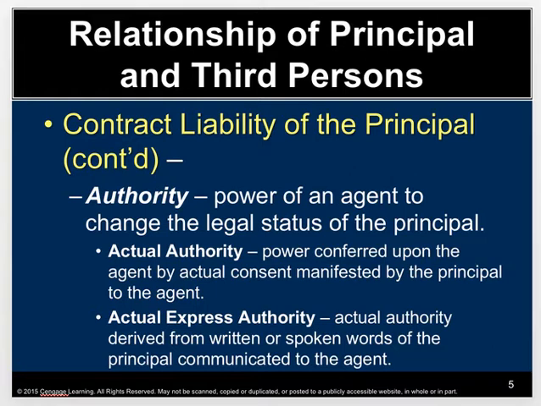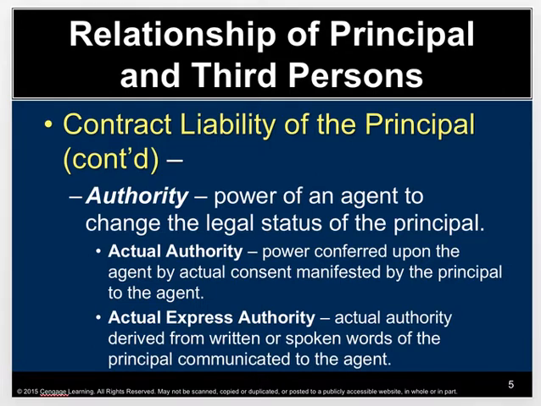There are two types of authority. One's actual authority, which is the power that's conferred upon the agent by actual consent manifested by the principal to the agent. So if I'm the principal and I hire you, I may have an express written contract, or it could be an oral contract that I have with you, but the authority is actual. I hire you to be my agent, so that's actual authority. And actual express authority is related to that. It's actual authority that's derived from either written or spoken words of the principal that's communicated to the agent. So that would be the most common.